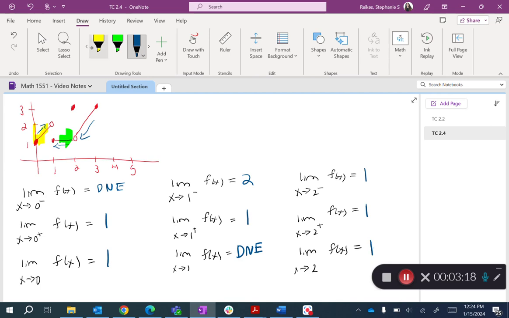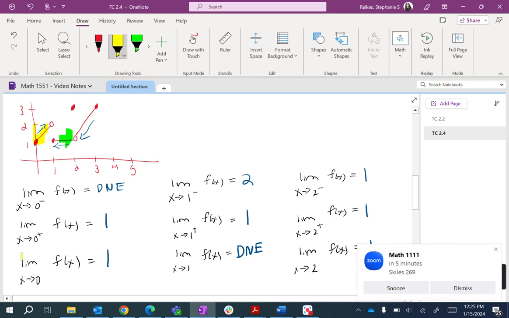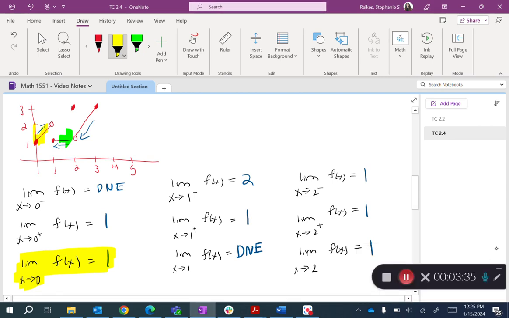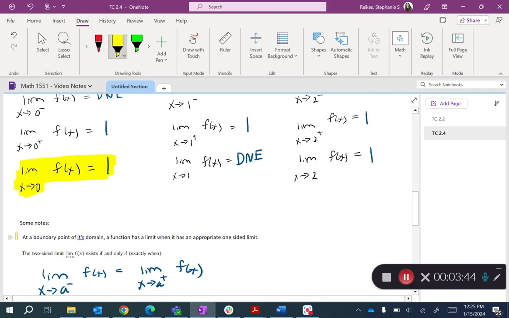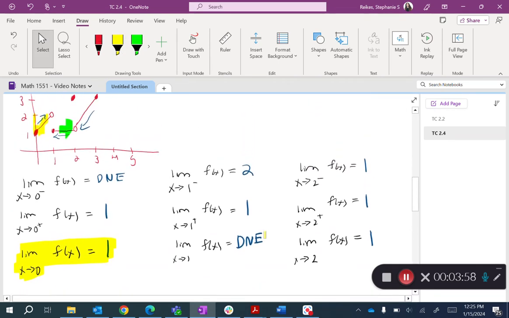All right, so let me add a little bit about a couple items I kind of breezed over. This first one is the limit of f of x as x approaches 0, I said is 1. And that is because I said in our domain, right, there's no part of our function less than 0. So I have a little note. It says at a boundary point of its domain, a function has a limit when it has an appropriate one-sided limit. So that's why we say the limit as x approaches 0 of the function in this example is 1.